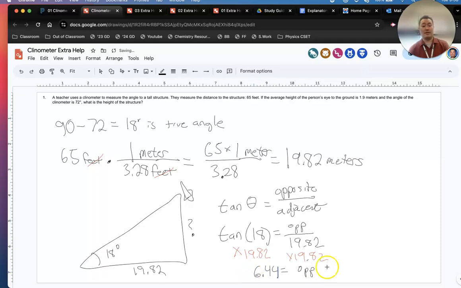Okay, so this is not our final answer because this triangle is only for the height of the clinometer. Under here is a person holding the clinometer, and that's 1.9 meters. So we have to include the person that's holding the clinometer. Where does 6.44 come from? Shauna, tell us where. What did you do?